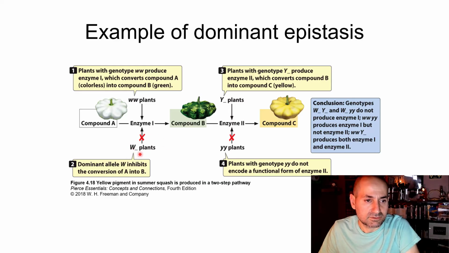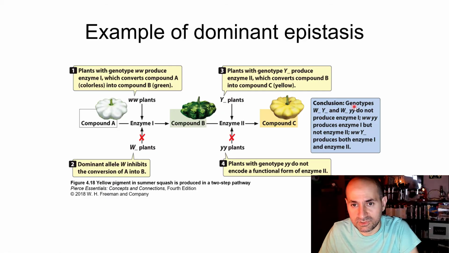You see this capital W epistatic gene, it produces enzyme 1, which converts compound A, a colorless compound, to compound B, a green color compound. So we could say that capital W is epistatic to Y, because Y can only produce its phenotype, yellow squash, if capital W is not around. Does that make sense? Because when capital W is not around, you're able to produce compound B, and then capital Y can convert compound B to compound C.